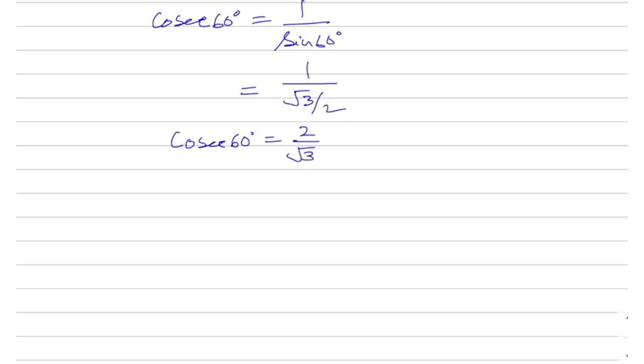And cosec 60 degree is equal to, this is the reciprocal of sine, so 1 upon sine 60 degree, and 1 upon sine 60 is root 3 by 2. Therefore cosec 60 degree is equal to 2 upon root 3.